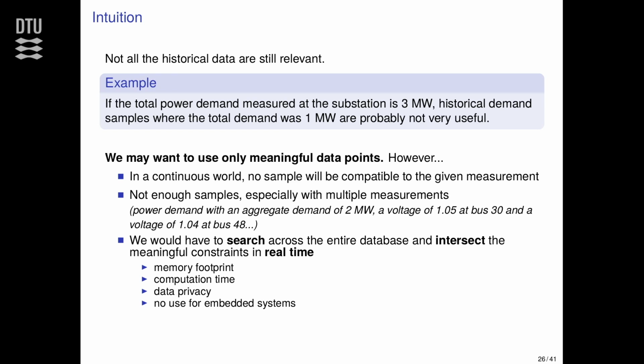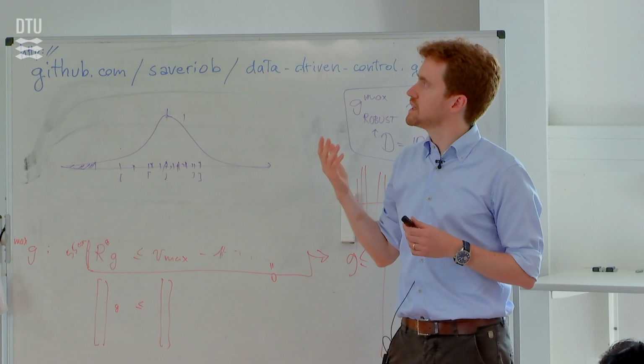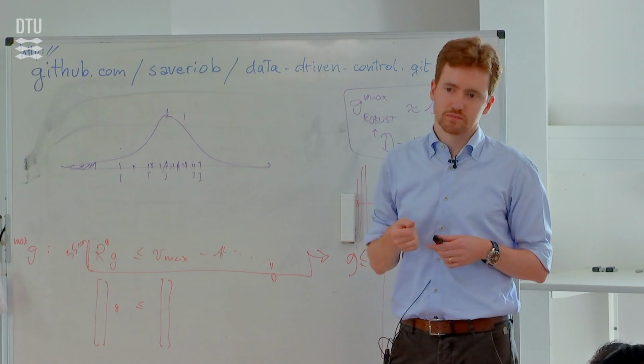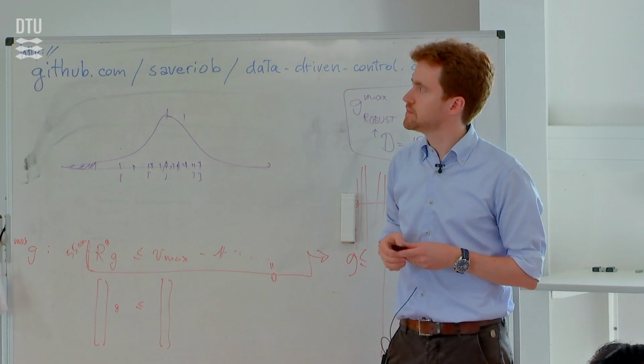So especially when you have multiple measurements, like together with the aggregate demand, you also measure one voltage somewhere. It's very hard to go back, look at samples where these measurements were the same, and say, okay, and then I want 2,000 of these points, right? You typically don't have them.